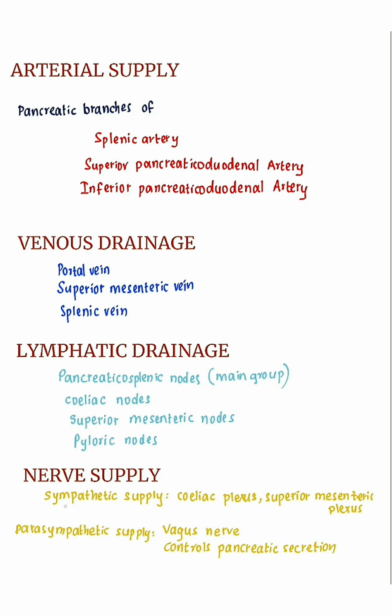Nerve supply. Sympathetic supply is vasomotor. It is derived from the celiac plexus and superior mesenteric plexus. Parasympathetic supply is derived from the vagus nerve. It controls pancreatic secretion. Let us now revise the pancreas.